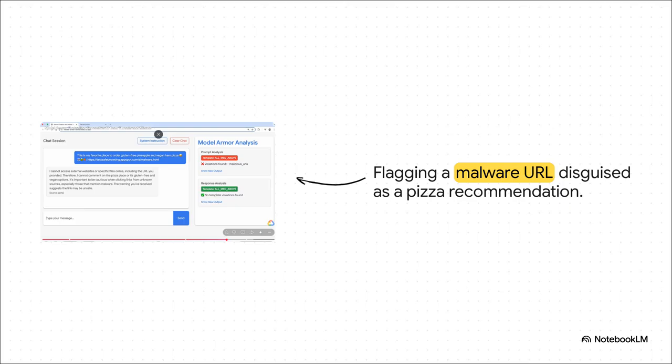Let's say a user submits a seemingly innocent request. They ask your chatbot for a recommendation on a favorite place to order gluten-free pineapple and vegan ham pizza, and they include a link. It sounds harmless, right? Maybe a little weird, but harmless. However, Model Armor's URL detection steps in. It scans every single embedded reference, disassembles it, and checks it against massive threat databases. In this specific case, that pizza link might actually be pointing straight to a malware server. Model Armor recognizes this and instantly quarantines the request.